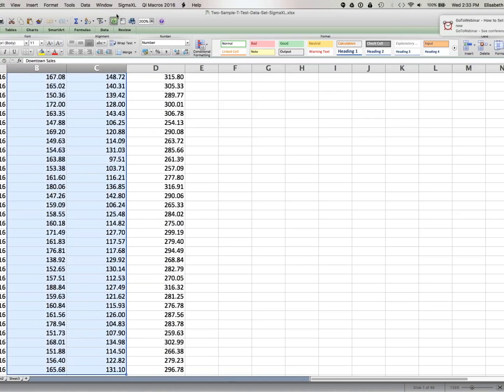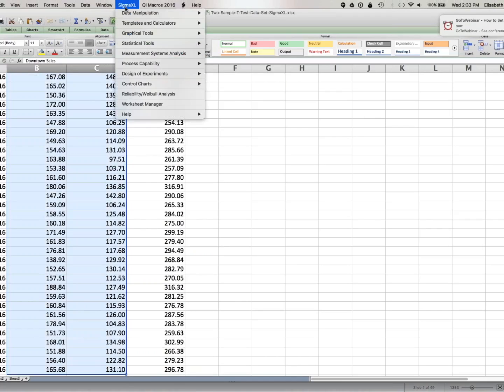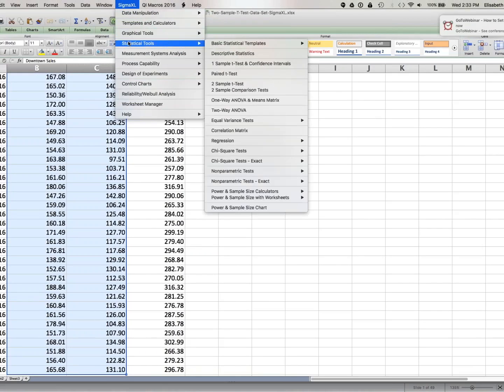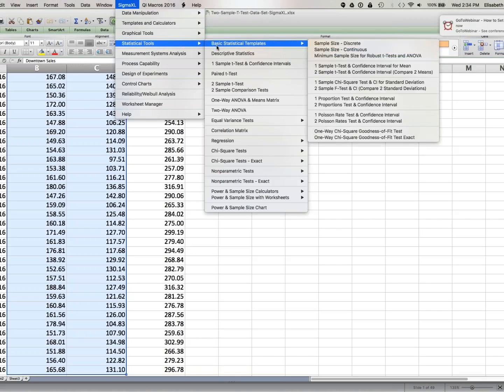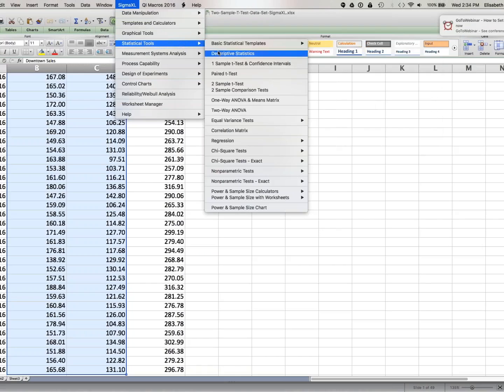So then I'm going to go up to Sigma Excel, and I'm coming down to Statistical Tools. Those of you that have this in different software packages, there are different ways to get there, but basically you're looking for where the stat tools are. Then you come over here and look at descriptive statistics, and I'm going to come all the way down to a 2-sample T. All right, so that's what we agreed to do, a 2-sample T.